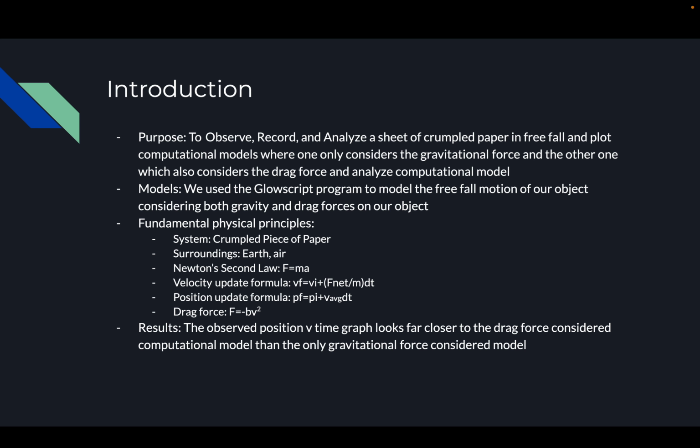We use the velocity update formula, which says that the final velocity is equal to the initial velocity plus the net force divided by the sheet of paper's mass times the change of time. We use the position update formula, which says that the final position is equal to the initial position plus the average velocity times the change of time. We also use the drag force formula, which says that the drag force is equal to negative b times velocity squared.